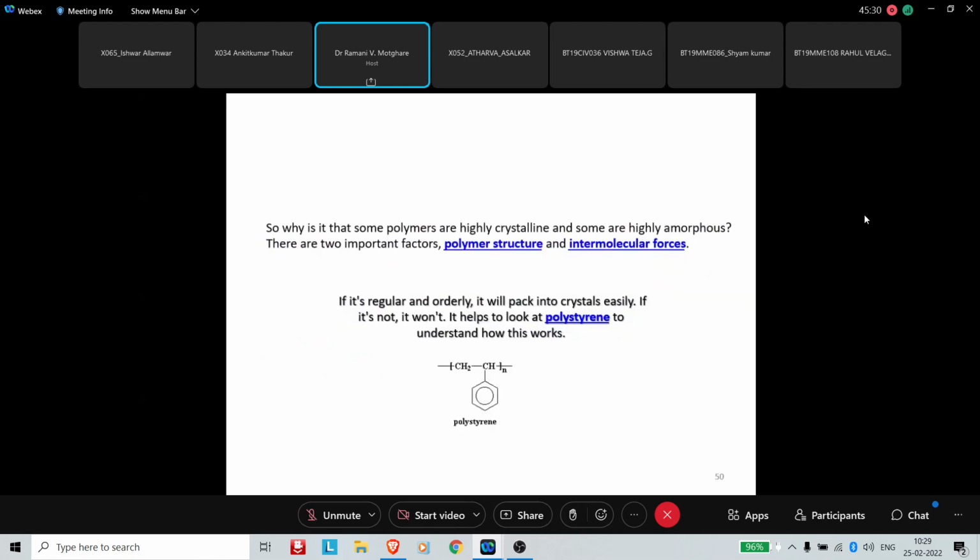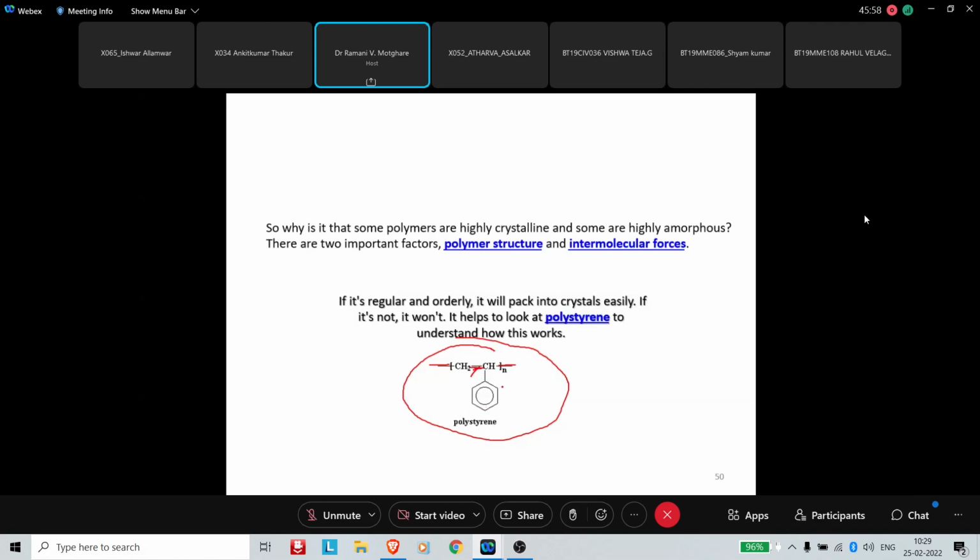So, polymer structure and intermolecular forces of attraction. Now you can see here, this is polystyrene. Initially the monomer was like this, and when you brought about polymerization, one of the pi bonds broke, and this has made it available like this. Now this does not have any heteroatom in it. So if it does not have any heteroatom, there won't be any intermolecular forces of attraction.